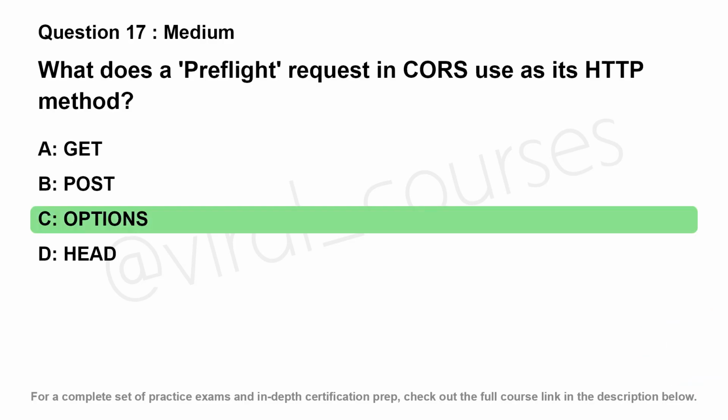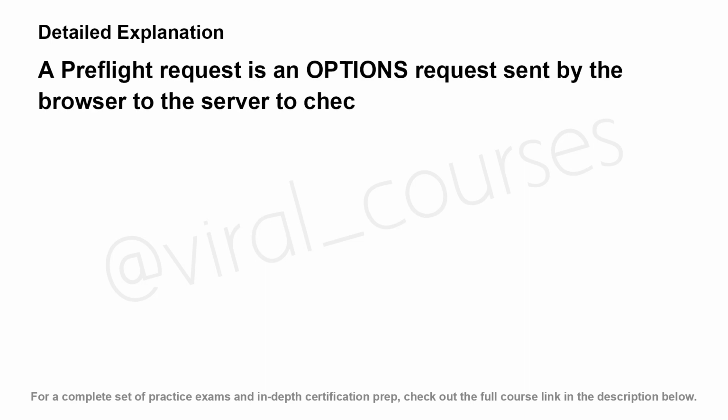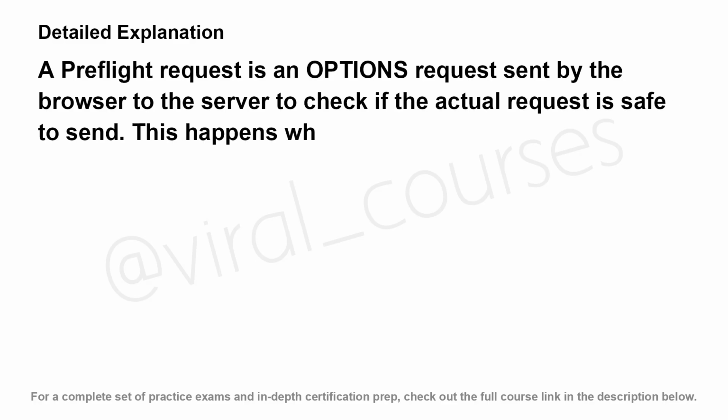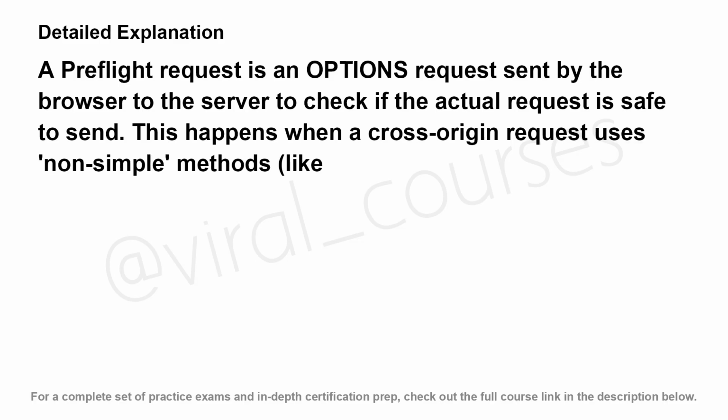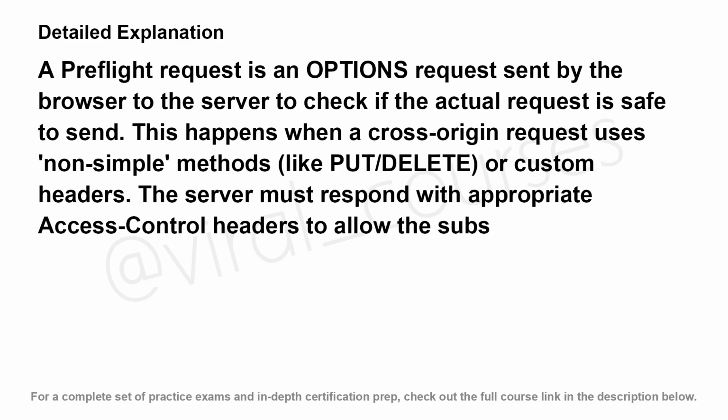The correct answer is C. A pre-flight request is an OPTIONS request sent by the browser to the server to check if the actual request is safe to send. This happens when a cross-origin request uses non-simple methods like PUT, DELETE, or custom headers. The server must respond with appropriate access control headers to allow the subsequent actual request.